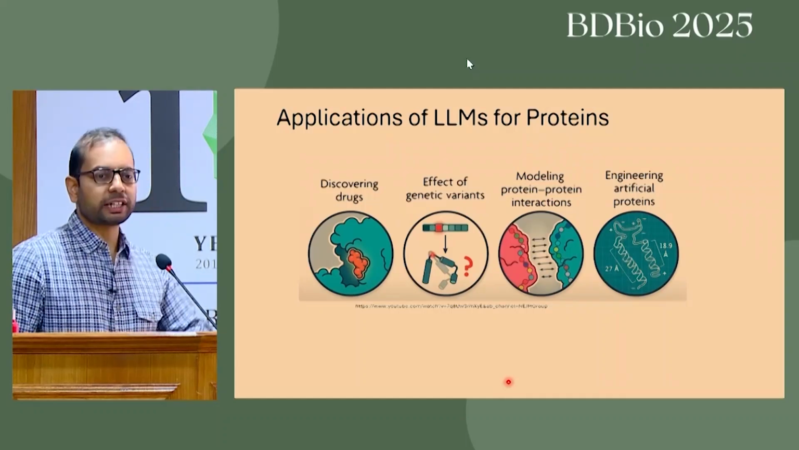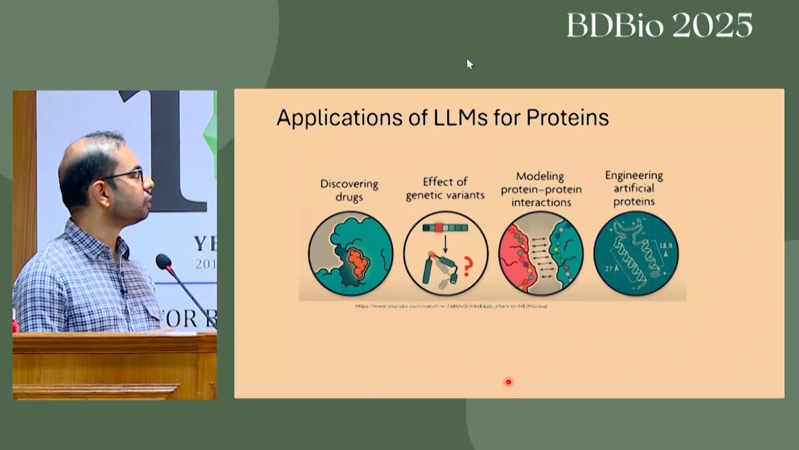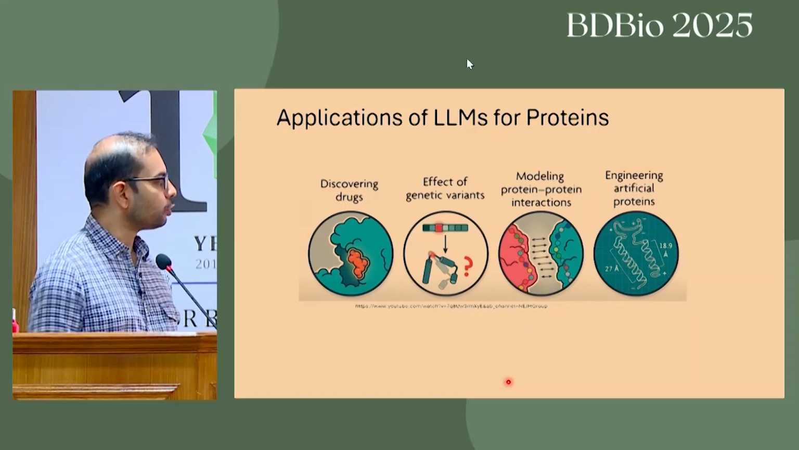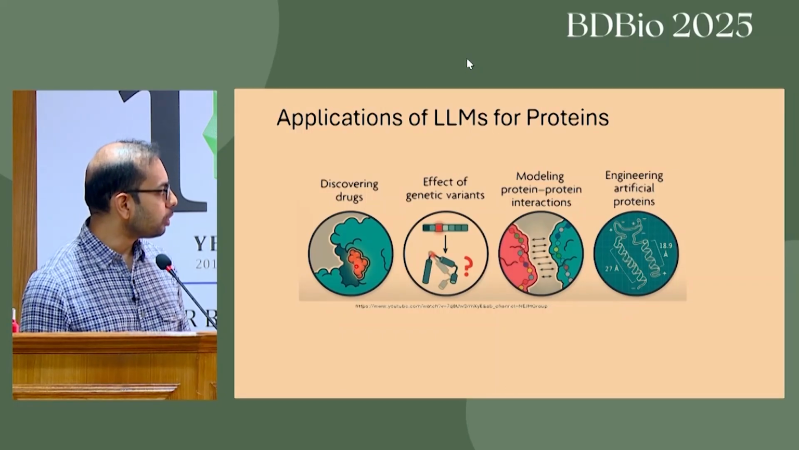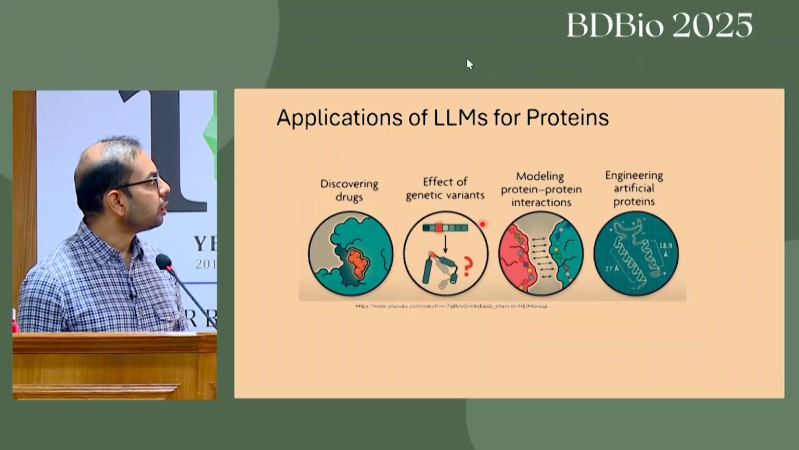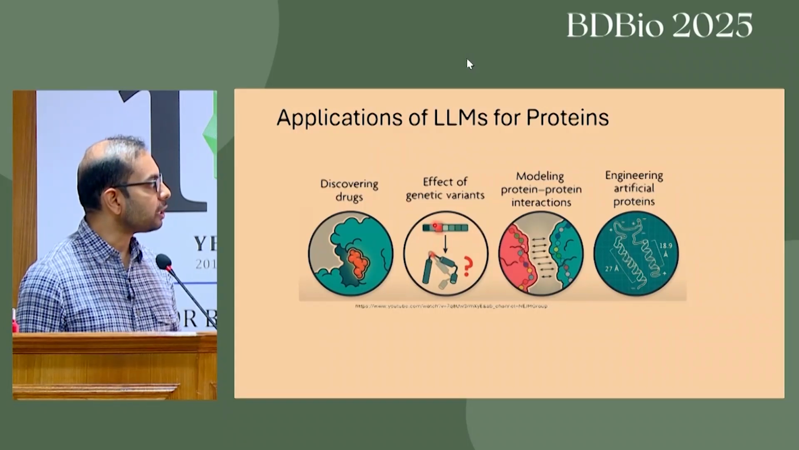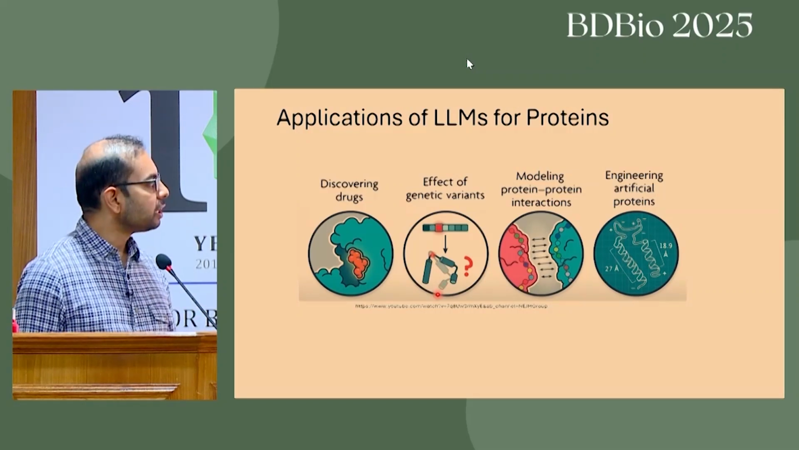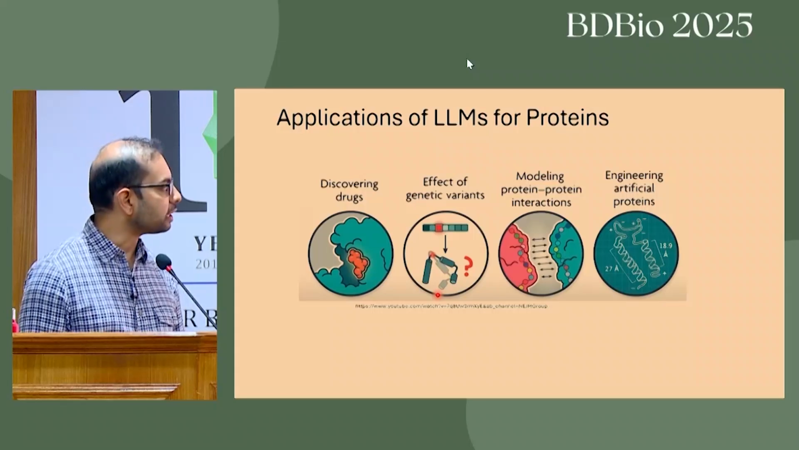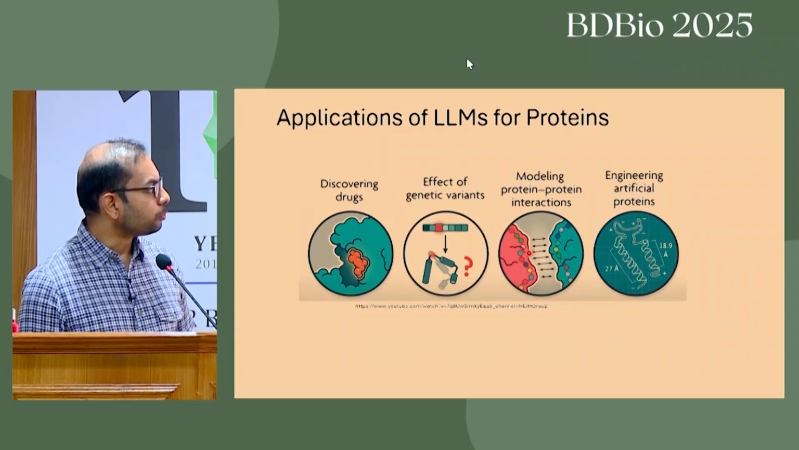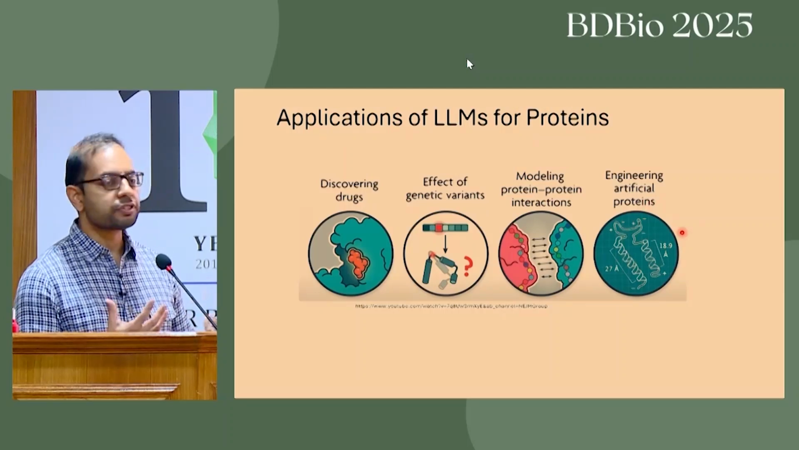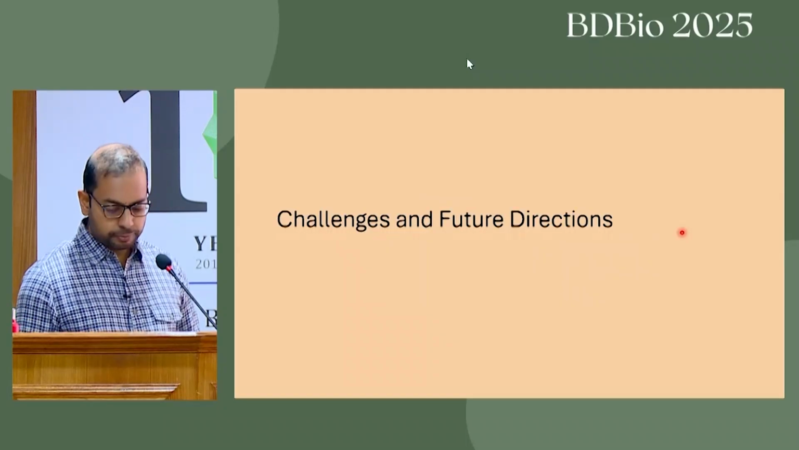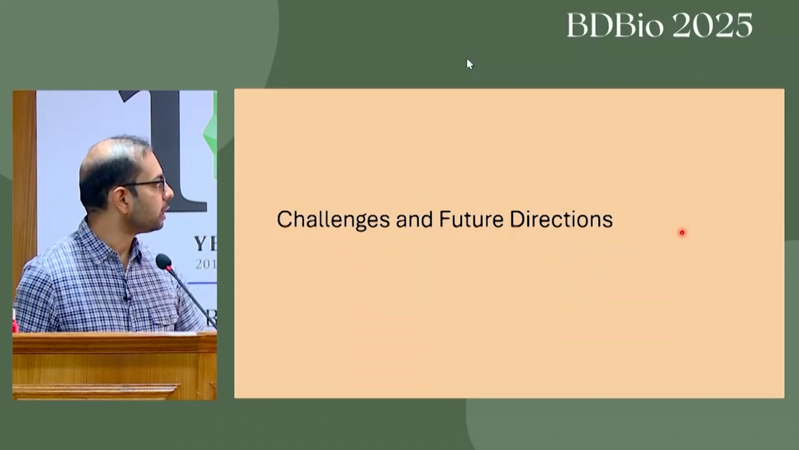Here is just a glimpse of what kind of applications this enables. So you can discover new drugs. I already mentioned AlphaFold 3 can do molecular docking. So if you have a protein here and you have a drug molecule, you can figure out how they dock with each other. It can find out the effect of genetic variants. So if I change this letter, I can get the corresponding structure and see if the structure is different and whether it enables different kinds of functionality. It can model protein-protein interactions. It can also engineer artificial proteins. And there's a huge amount of research going on in the artificial protein space. I'll talk about that in a later slide.